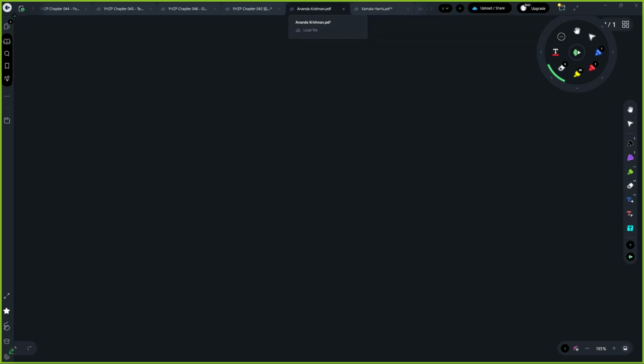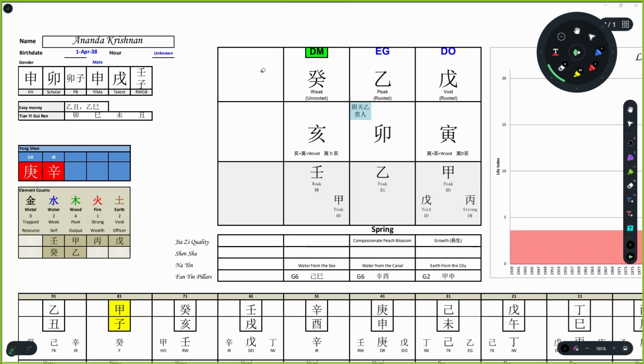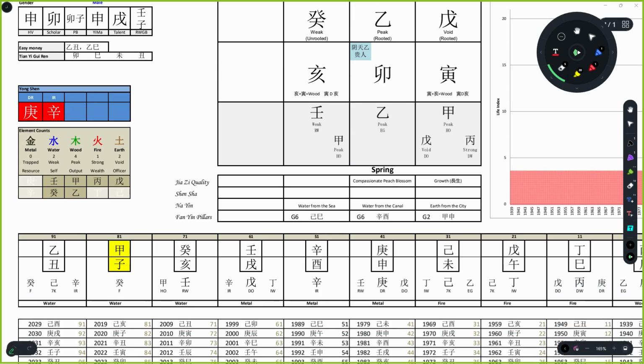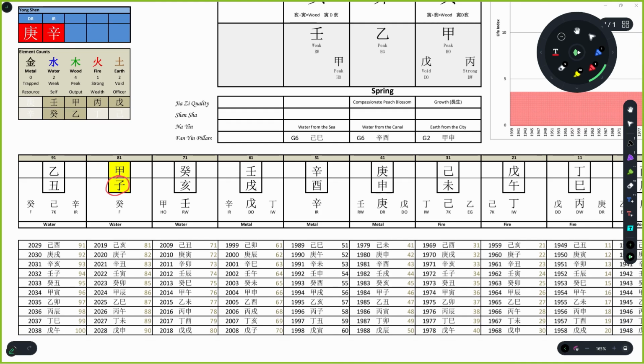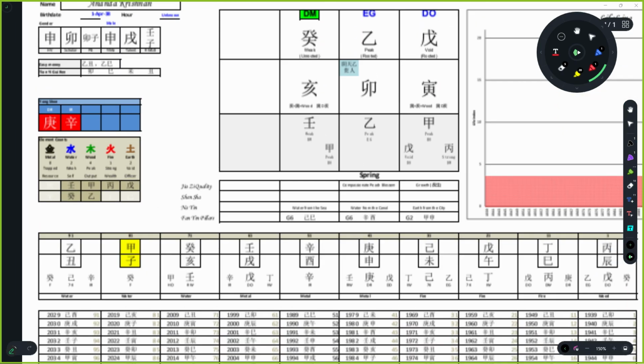Okay, so coming back to Ananda Krishna. Ananda Krishna would then be luck pillar 81. So therefore the rat and the ox would be the death and emptiness. So it's a death and emptiness pillar. In the case of the rat, the rat would then be death and emptiness.